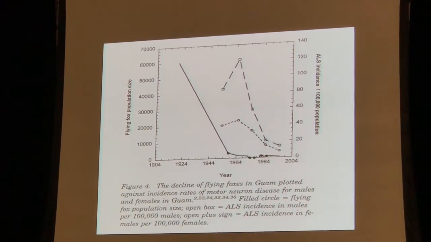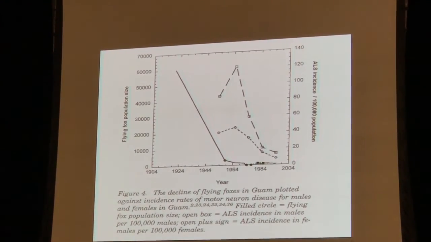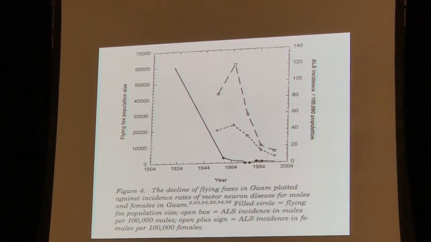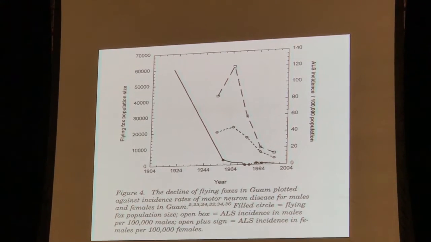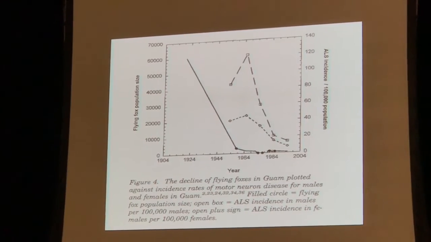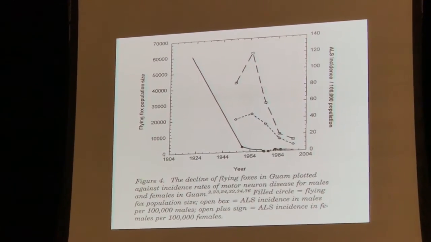And then 10 or 20 years after the bats go extinct, you see the incidence of the neurodegenerative diseases go back down again. So there's a 10 or 20 year delay between when they're eating the fruit bats and when you see these diseases develop.